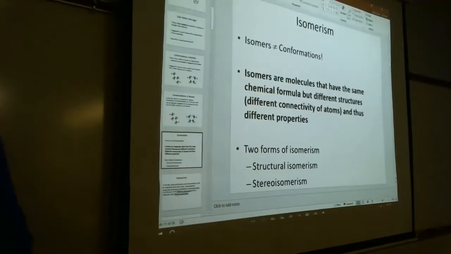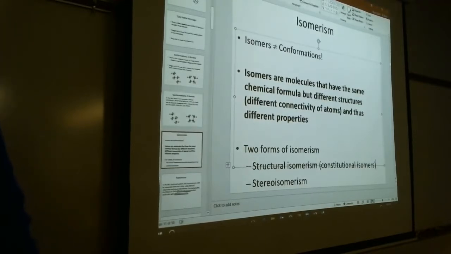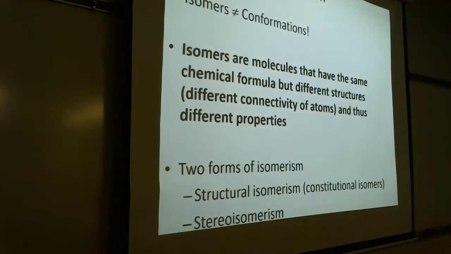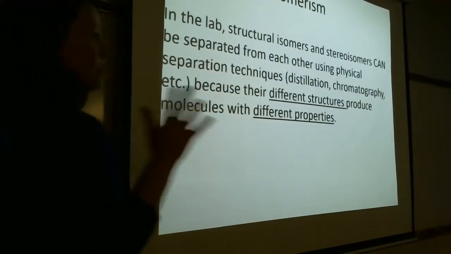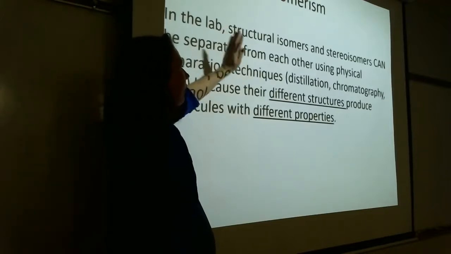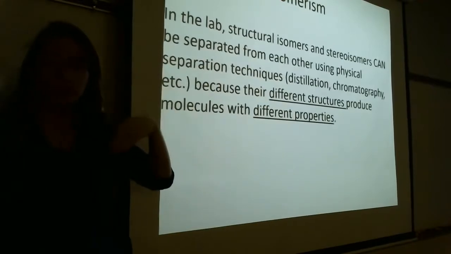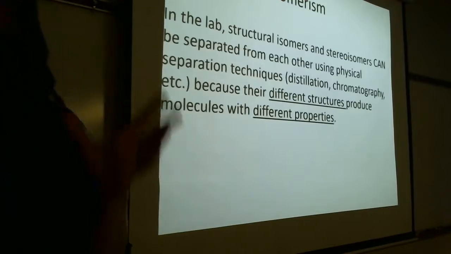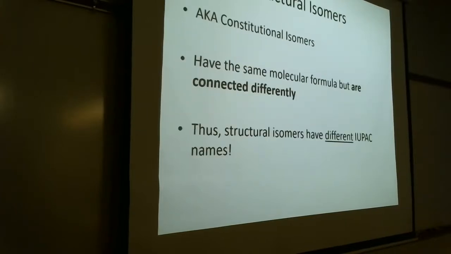And just FYI, some textbooks call these constitutional isomers, depending on the textbook you're looking at. Structural isomers, some books call it constitutional isomers, it's the same thing. Okay, so let's go through some examples here. Structural isomers and stereoisomers are going to be different from each other. They're going to have different physical properties. So that means we could distill, right? We could boil the one with the lower boiling point off first. We could use chromatography. We could use a lot of different things. They're going to have different IMFs. If you have different IMFs, you'll have different physical properties.